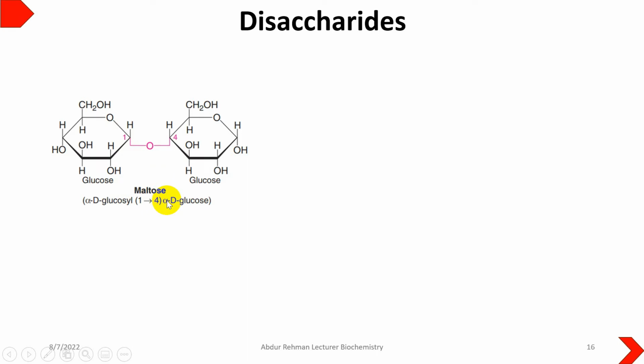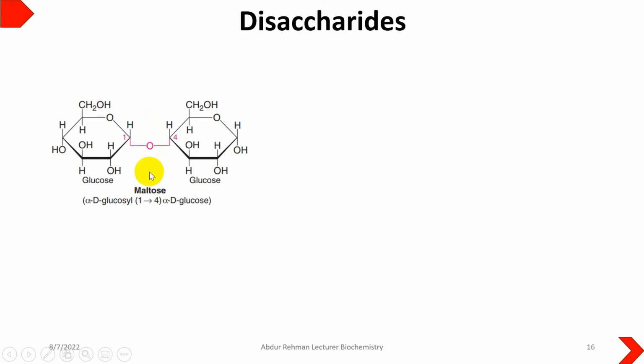Why do we call it an alpha linkage? Because both the glucose subunits have the hydroxyl group down the ring at the anomeric carbon, so they are called alpha glucose. The maltase enzyme can break down this alpha glycosidic linkage in our intestine.